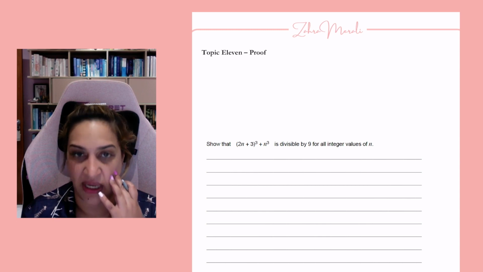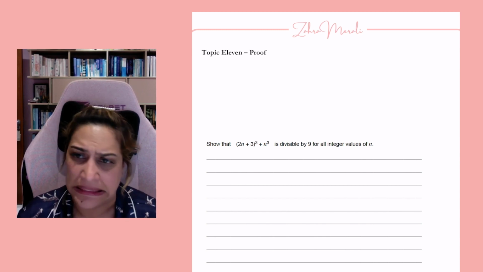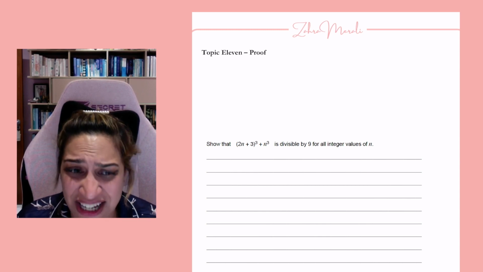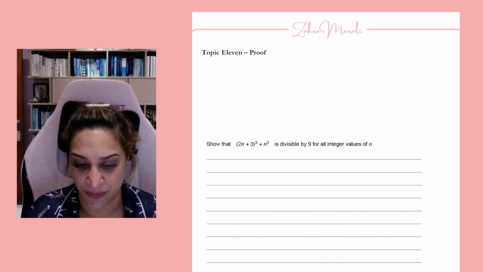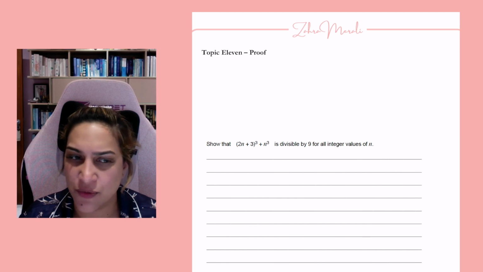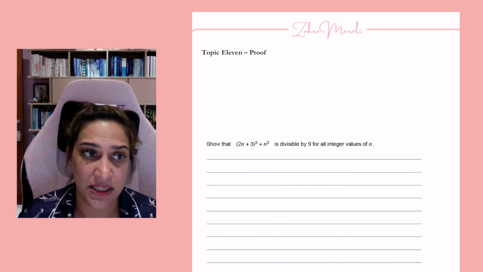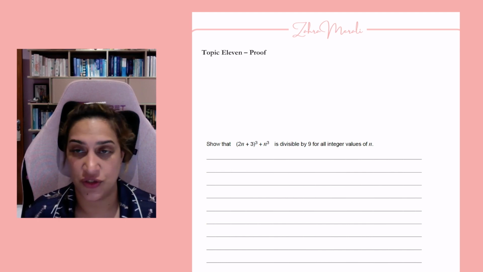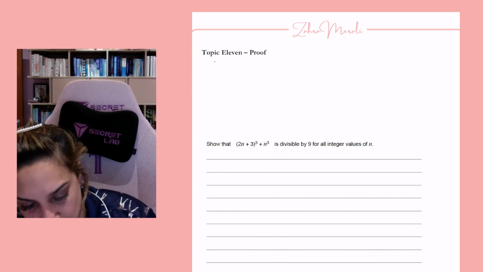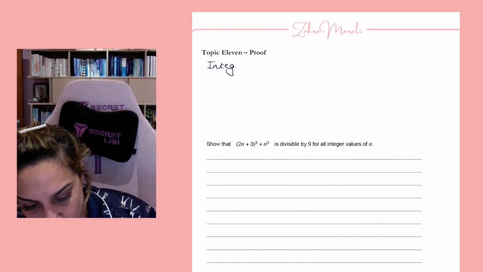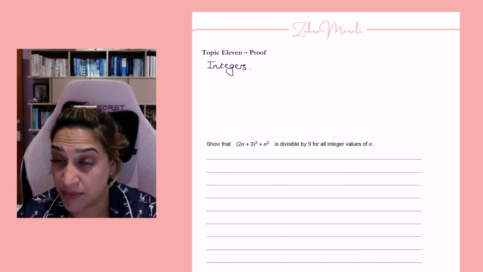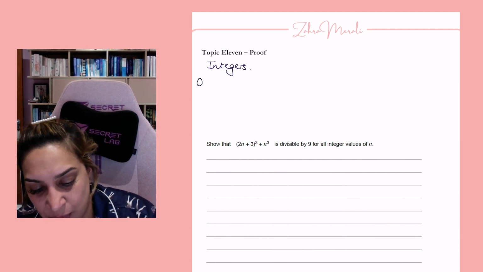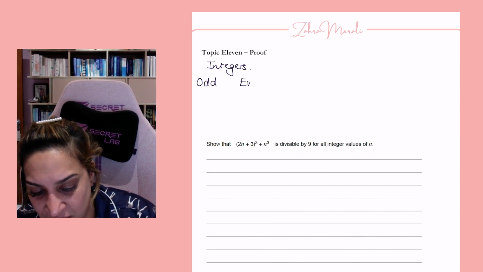I think that's right. Okay, proof. Everybody doesn't like this, but it actually is a really nice topic. You just need to know a few rules. So first of all, you need to know what an integer is. An integer is a whole number. So you may have to deal with integers. You may have to deal with natural numbers, which are counting numbers. And at that point, you can think about odd and even numbers.